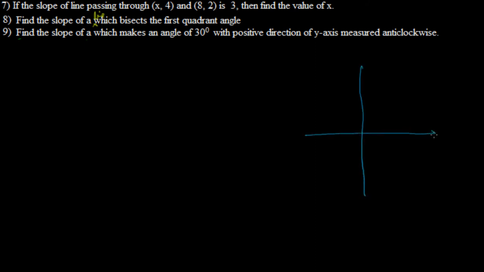Interesting. We'll draw x-axis positive, y-axis positive. Find the slope of a line which makes an angle of 30 degrees with the positive direction of y-axis. So where is the positive direction of y-axis? This one. And you want the angle which is measured in anti-clockwise direction. So when you move in anti-clockwise direction, you have to make an angle of 30 degrees with the positive direction of y-axis. That means this angle is 30 degrees, and the line is here.